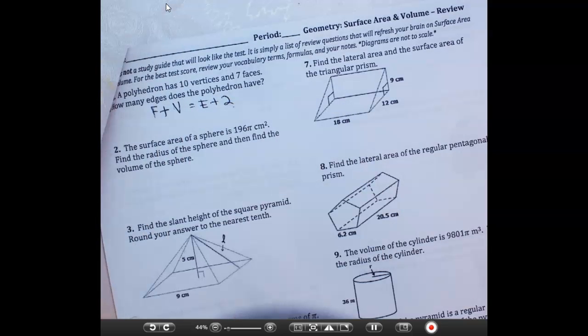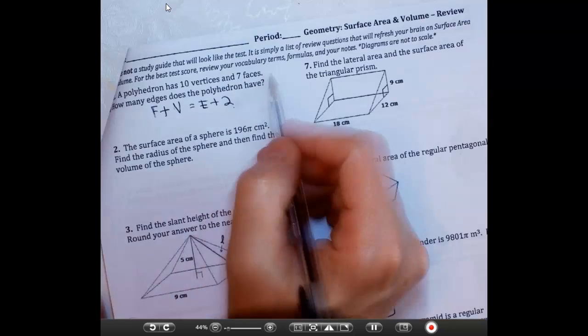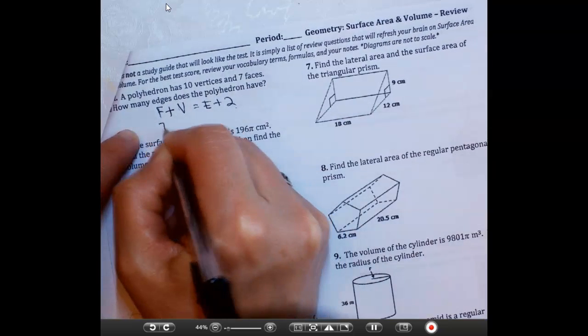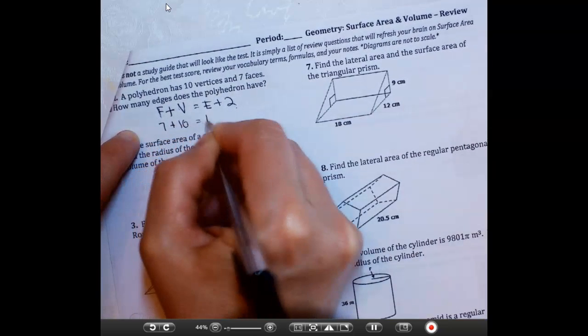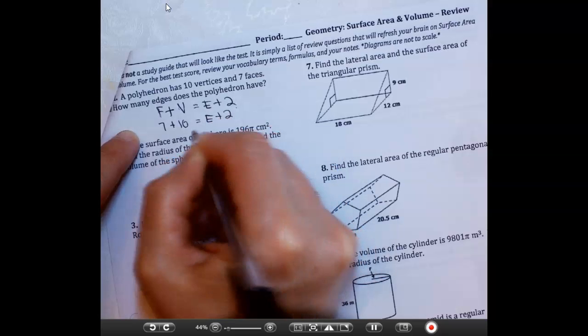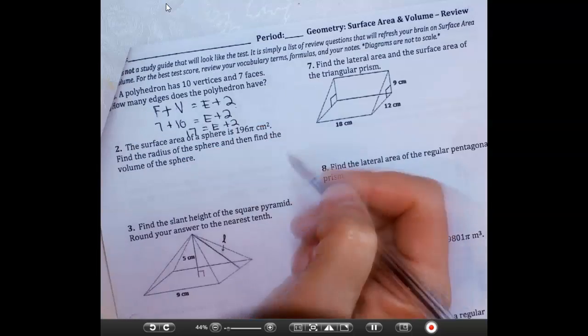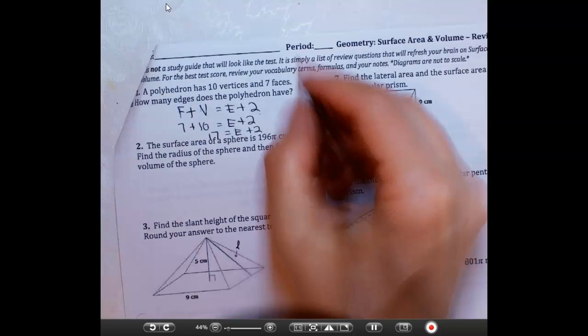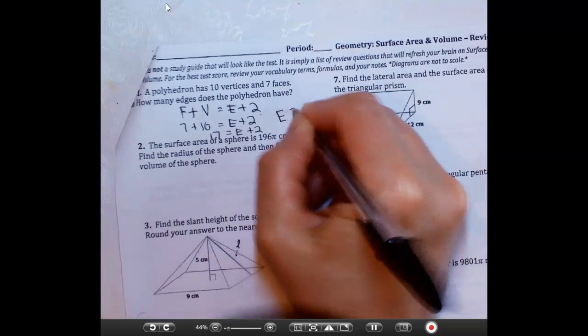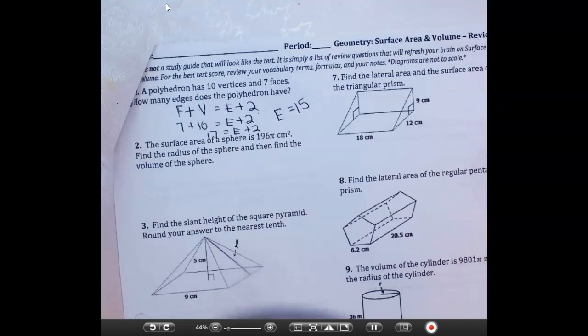So in this particular case, I've been given 10 vertices and 7 faces. So 7 plus 10 equals E plus 2. 17 equals E plus 2, so I would subtract 2 from both sides, and we end up with the number of edges is equal to 15.